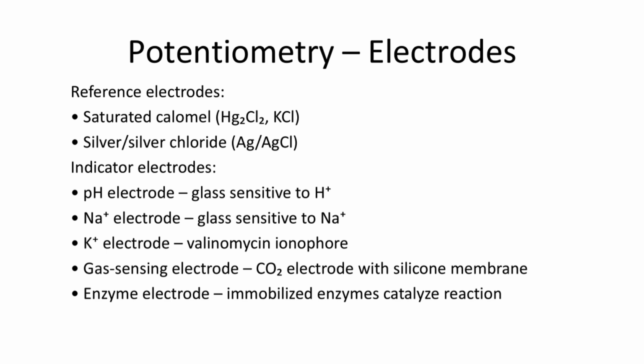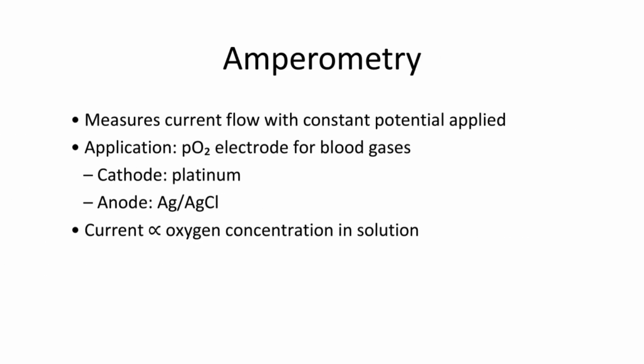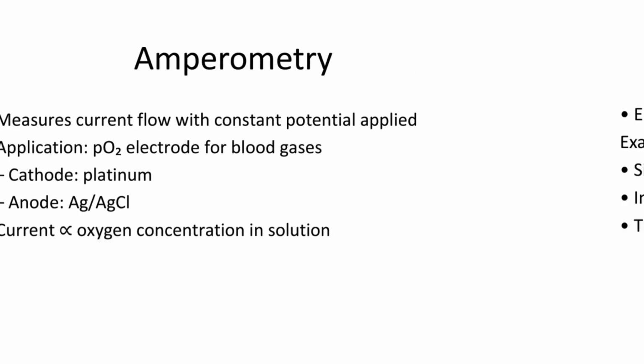Enzyme electrodes are coated with immobilized enzymes that catalyze reactions measured by the electrode. Amperometry involves measuring the current that flows through an electrochemical cell while a constant potential is applied to the electrodes. An important application is the measurement of blood oxygen using the PO2 electrode. In this electrode, the cathode is a metal such as platinum, and the anode is silver/silver chloride. The current observed is directly proportional to the oxygen concentration in solution.